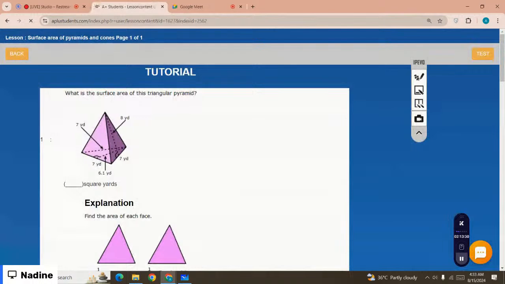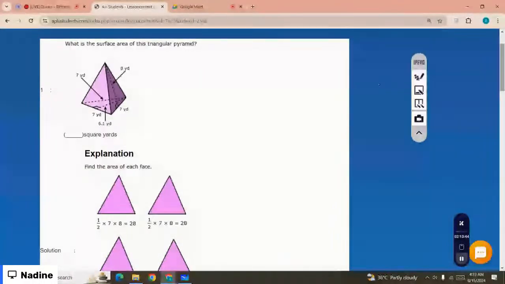The surface area of the triangular pyramid. You are given a triangle. You have to calculate the surface area. So again, you have to do the same thing. You need to calculate the area of the faces one by one, and then you can see here this side, right? They have the same side. So 7 times 8 this side, right? Triangular pyramid. So that means three sides like this.